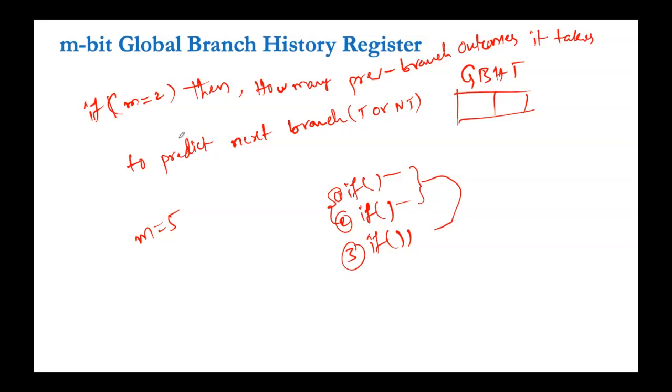From here, don't be confused that m is equal to 5 bits means 5 previous branches will be taken to predict the sixth one. So how will it be implemented on branch? The global branch history register.